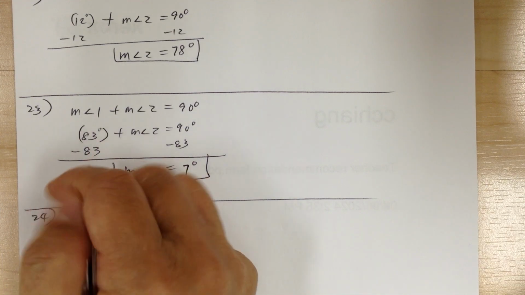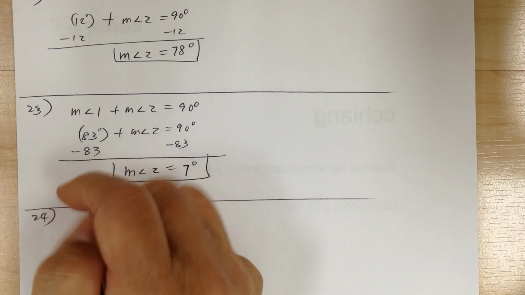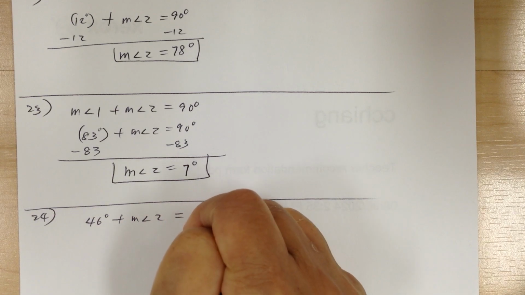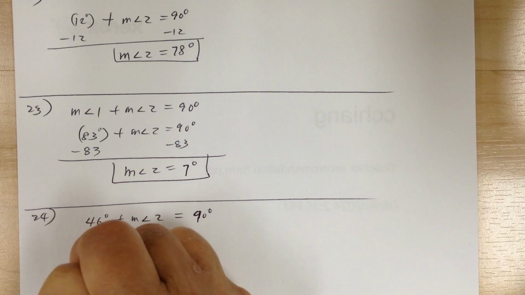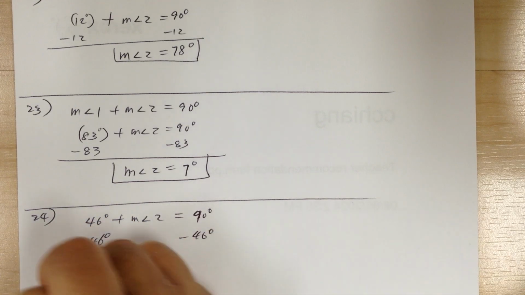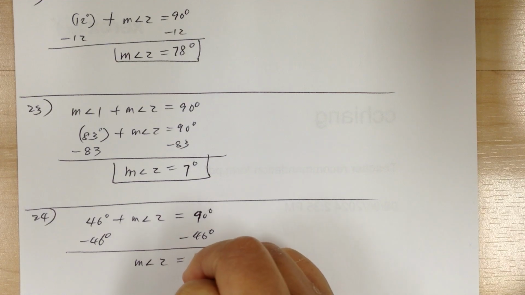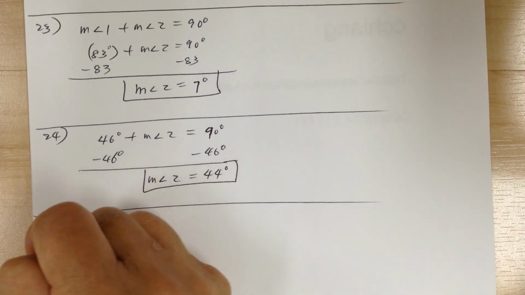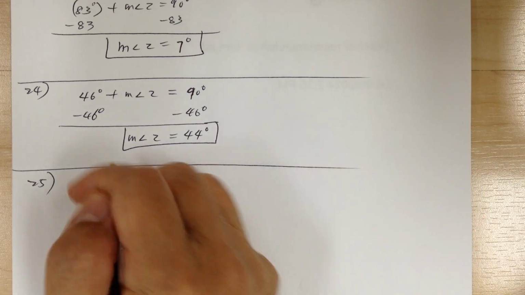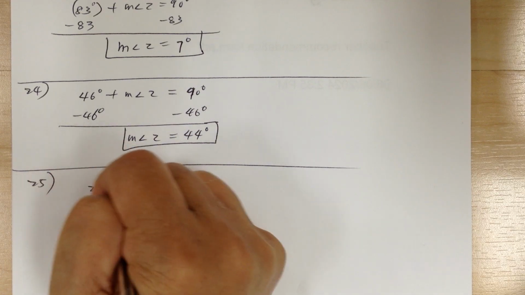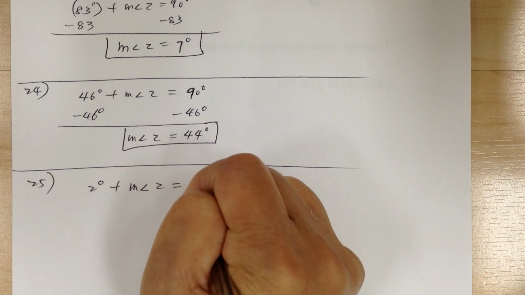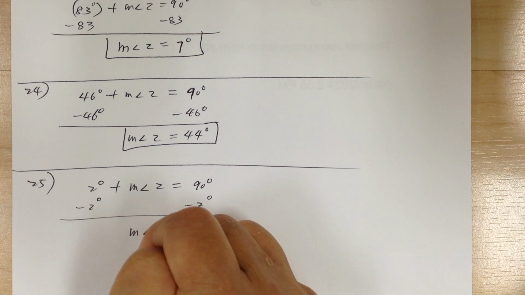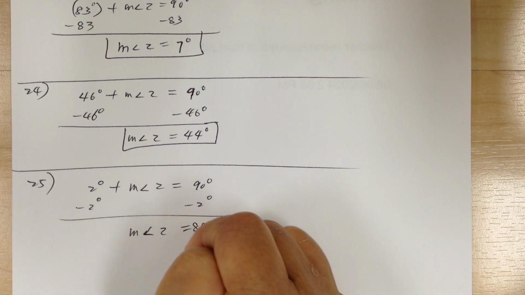Okay, 24. So again, the measure of angle 1 equals 46 degrees. So you've got 46 degrees plus the measure of angle 2 equals 90 degrees. So minus 46 degrees, minus 46 degrees. So the measure of angle 2 equals 44 degrees. Okay, 25. The measure of angle 1 equals 2 degrees. So you've got 2 degrees plus the measure of angle 2 equals 90 degrees, minus 2 degrees on both sides. So the measure of angle 2 equals 88 degrees.